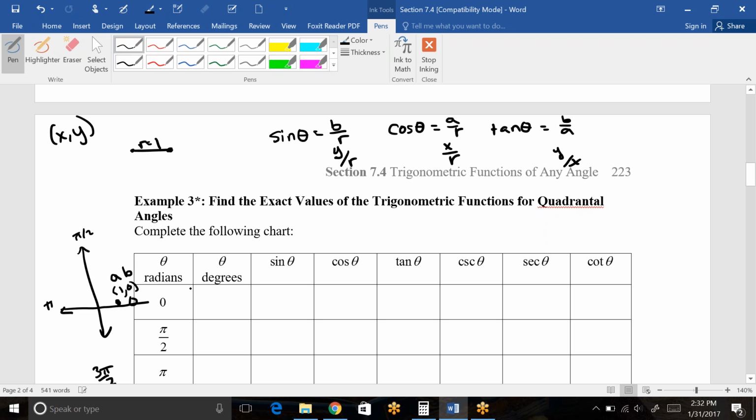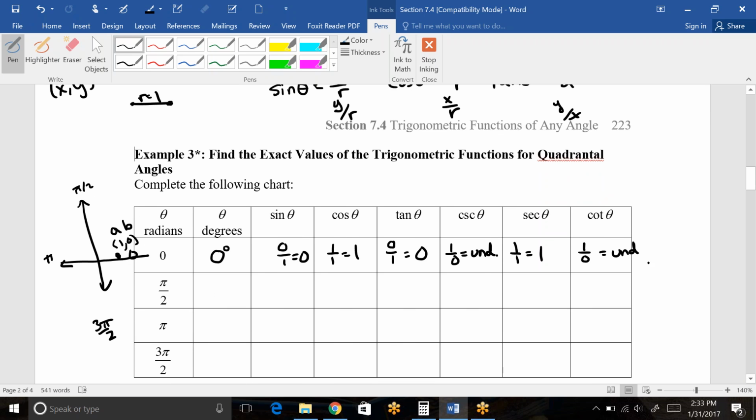So y over r would be 0 over 1, and if you're at 0 radians, you're also at 0 degrees. So for sine, 0 over 1 is just 0. For cosine, that would be x over r, so 1 over 1 is 1. Tangent is opposite over adjacent, so that's y over x, which is 0 over 1 again, which is 0. The problem is when you flip these, this becomes a 0 on the bottom, so that would be undefined. Secant would still be 1 over 1, so that's still 1, but cotangent again would be 1 over 0, which is undefined.